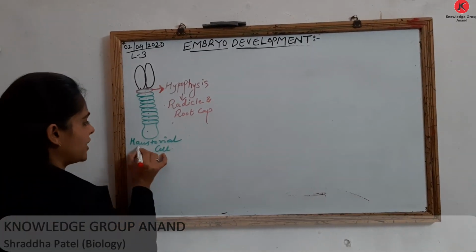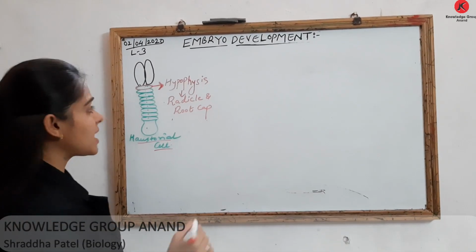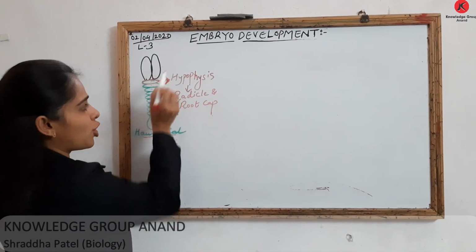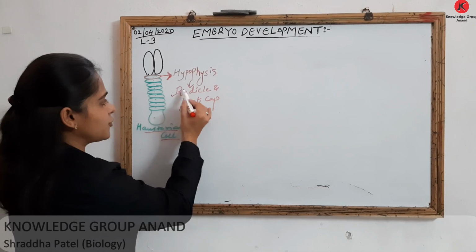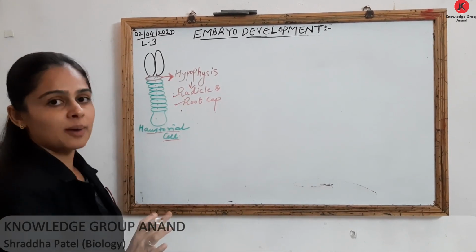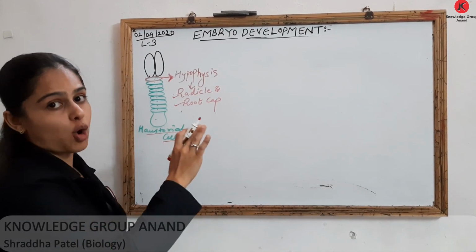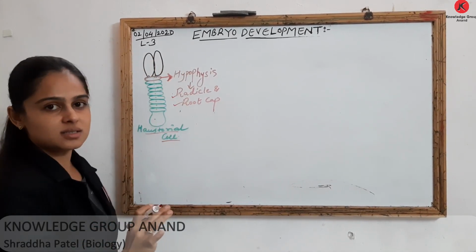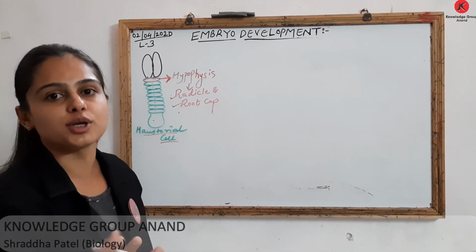Okay, so here we have formed your suspensor cells and here is your hypophysis. What is hypophysis? The cell which attaches to your terminal cells, which results in formation of your radicle and root cap. So we have finished discussing the basal cell here. Now let's move on to your terminal cells, and they are also called your embryo cells.